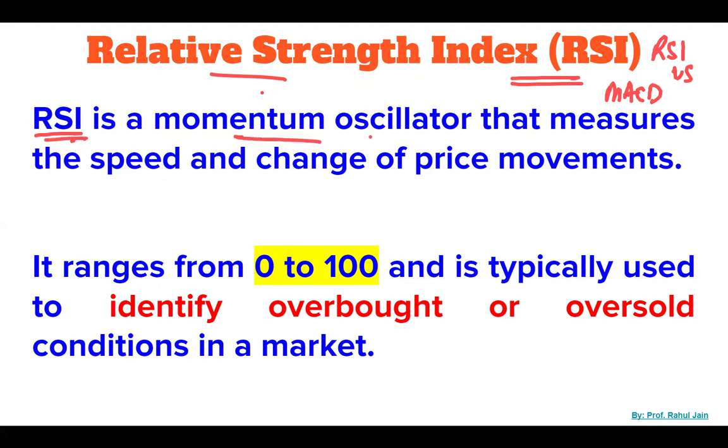Basically, whenever we talk about RSI, it is the Relative Strength Index. It is a momentum oscillator, or momentum indicator, you can say, which measures the speed and change of price movements. Whenever we work in the stock market, there are instantaneous price movements, right? To check the speed and change of price movements, we can use the technical indicator RSI. It ranges from 0 to 100 and is typically used to identify overbought and oversold conditions in a market, right?